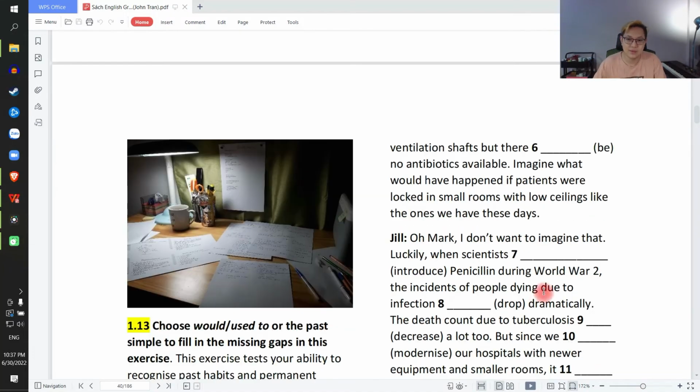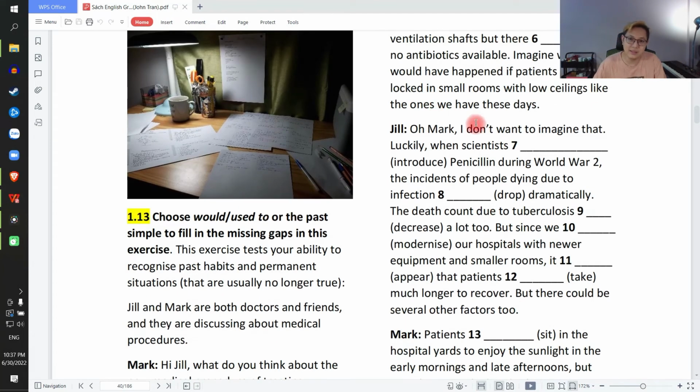Oh, Mark, I don't want to imagine that. Luckily, when scientists introduced penicillin during World War II, the incidence of people dying due to infection dropped dramatically.